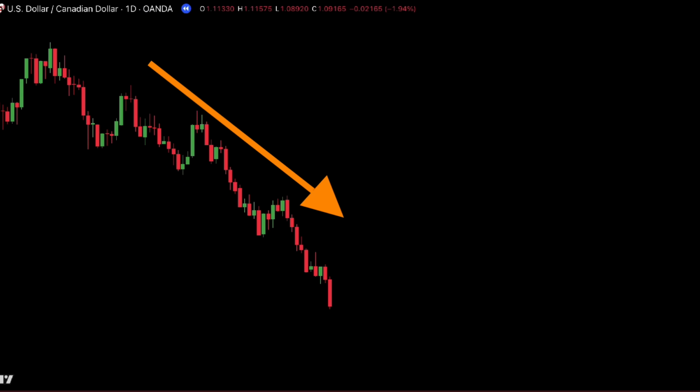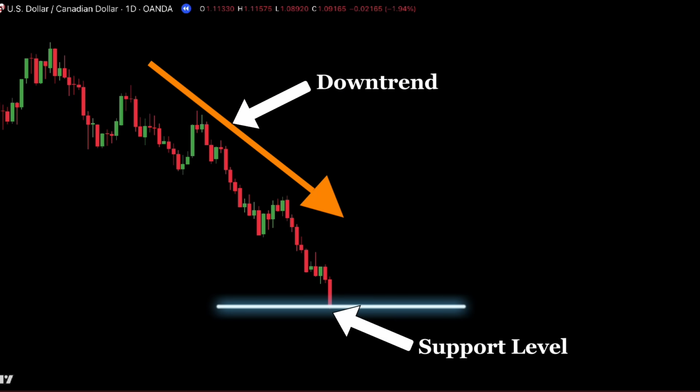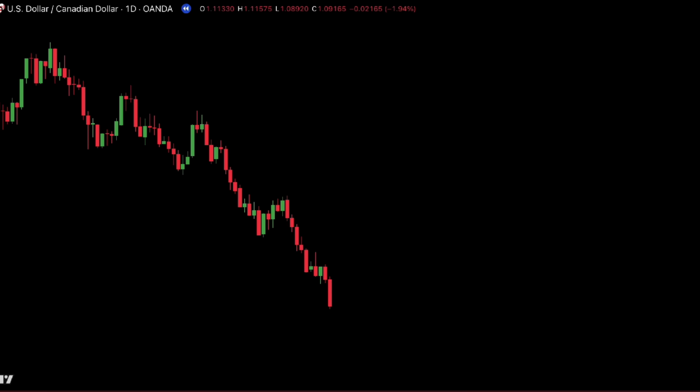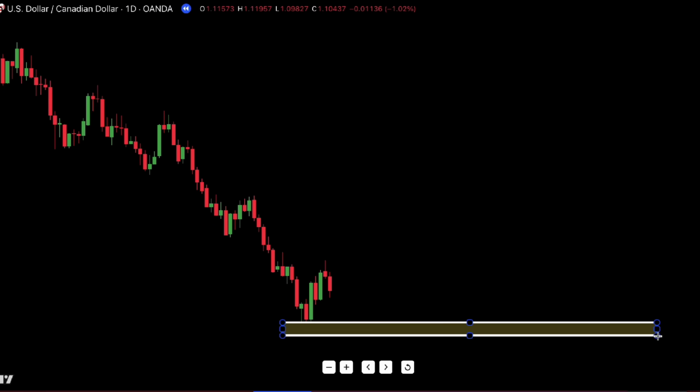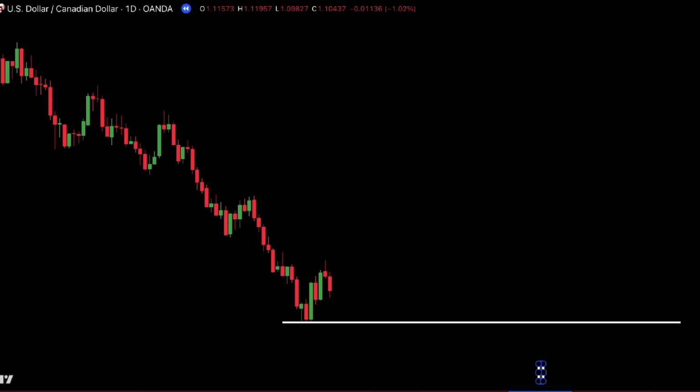The market is now in a downtrend, forming lower highs and lower lows. As price moves lower, it eventually reaches a support level where some sellers take profits and buyers attempt to push price higher. At support, the market starts showing signs of temporary relief. Price slows down, bullish rejection wicks appear. This suggests that the impulsive move may be ending and a retracement move is about to begin.